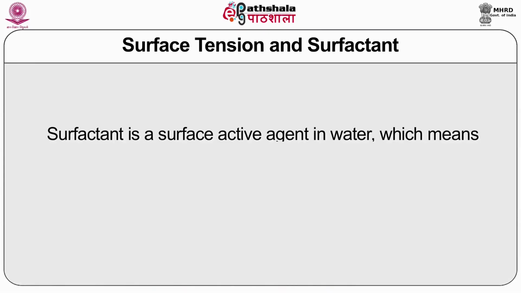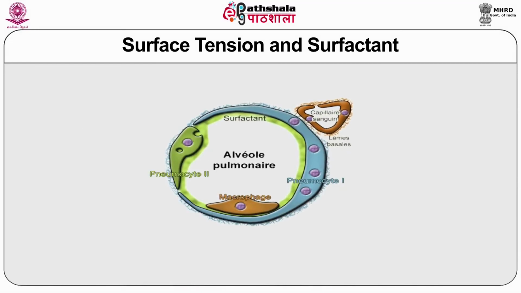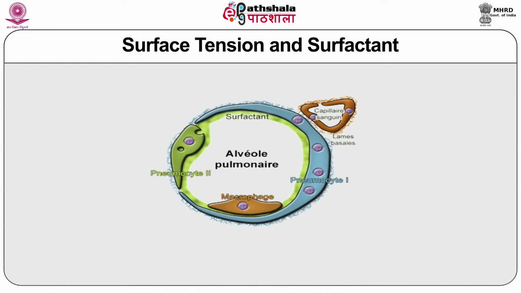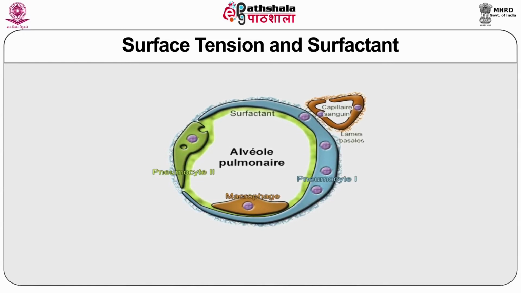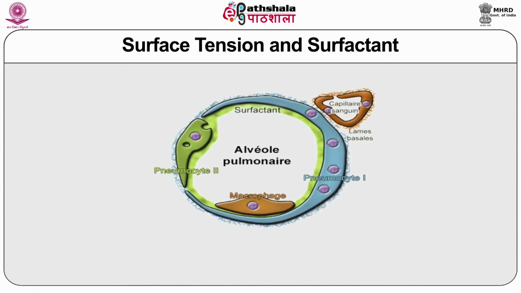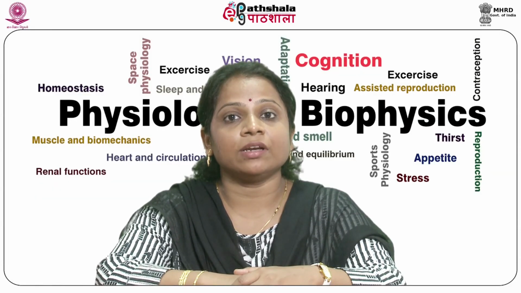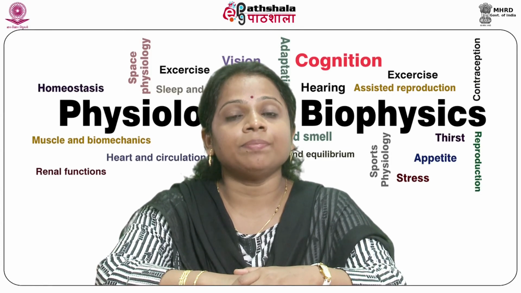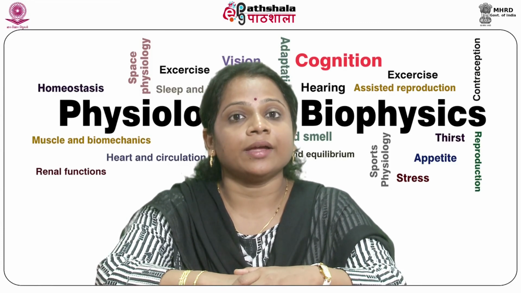Surfactant is a surface active agent in water, which means that it greatly reduces the surface tension of water. It is secreted by special surfactant-secreting epithelial cells called type 2 alveolar epithelial cells. They constitute about 10% of the surface area of the alveoli. It contains a mixture of several phospholipids like dipalmitoyl phosphatidylcholine, proteins and ions.